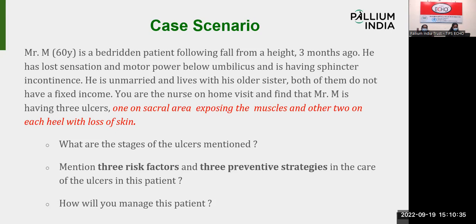But in this case, one is immobility, not able to turn independently. They need help. Every 2 to 3 hours, we need to change the position. Because of immobility, the patient can develop a pressure ulcer, and the next thing is incontinence of urine, and the third one is malnutrition. Okay, and what are the 3 preventive strategies which you have to tell these patients?